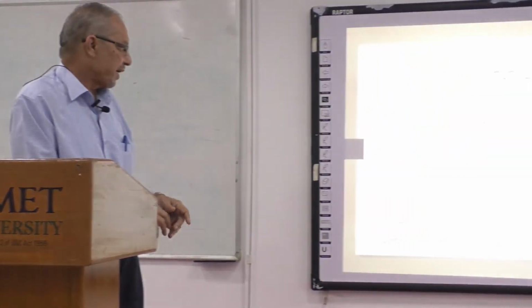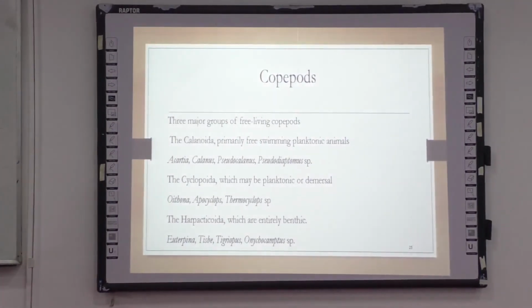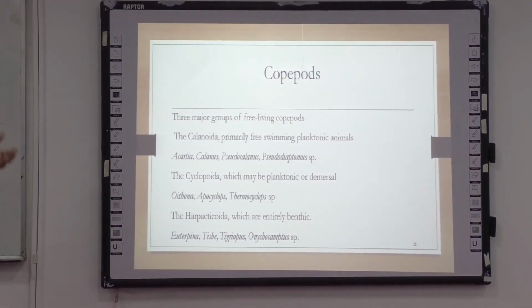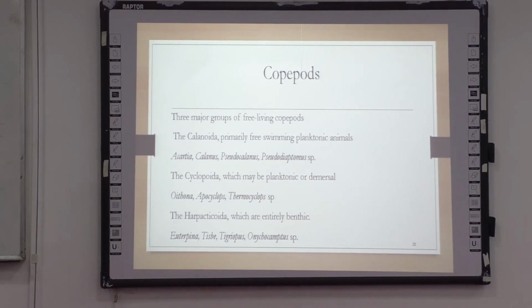They are Calanoida, Cyclopoida and Harpacticoida. And in these 3 groups, there are quite a number of species which can serve as live feed. Among the calanoids, Acartia, Calanus, Pseudocalanus, Pseudodiaptomus are now extensively cultured. And in the case of cyclopoids, it is Ithona, Apocyclops and Thermocyclops, which have been tried as live feed. And harpacticoids, the Euterpina, Tisbe, Tigriopus and Onychocamptus.